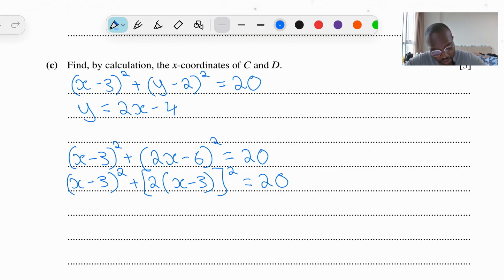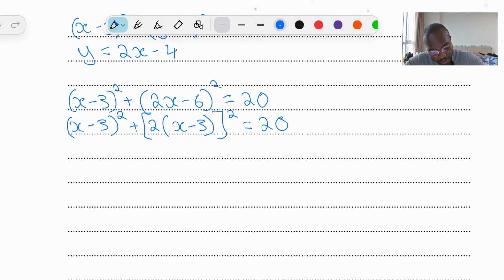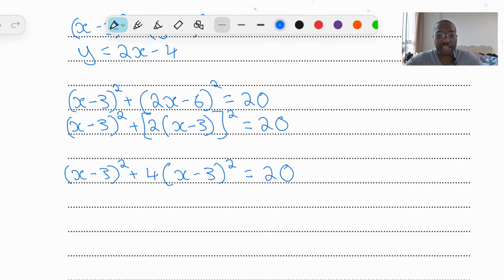So now we end up with (x minus 3) squared, and now we'll do 2 squared, which is 4. So we end up with a 4, and we're just left with (x minus 3) squared still, equals 20. So it's just a bit easier that way. We don't need to expand everything out.